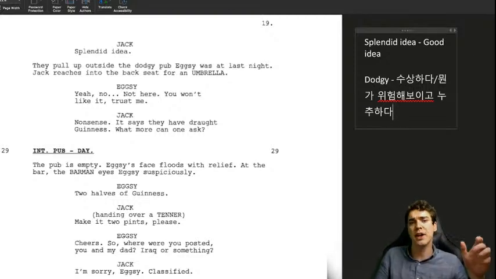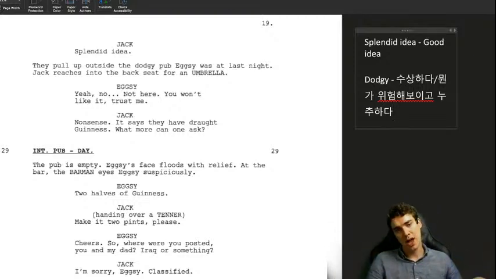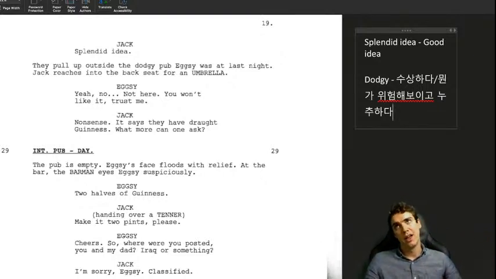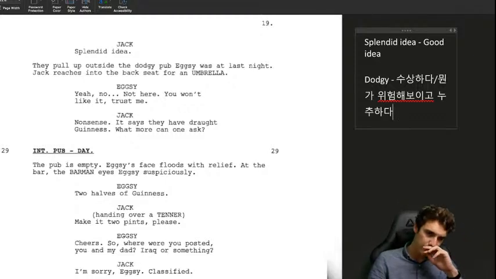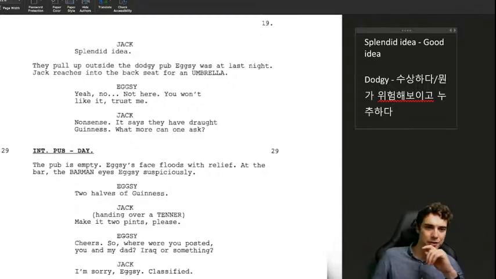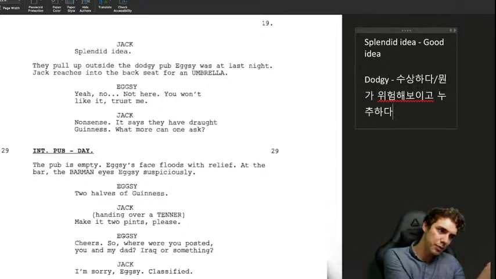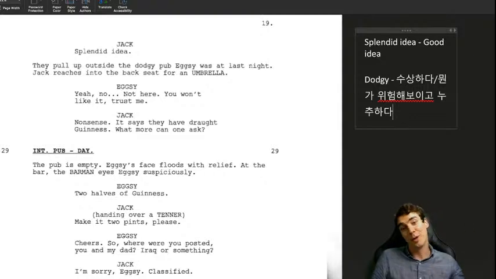So yeah, they pull up outside the dodgy pub Eggsy was at last night. So to pull up outside somewhere, you drive somewhere and you stop outside. So I pulled up outside the shop. Like I drove my car and stopped outside the shop. Right. 그래서 어디로 운전하고, 뭐지? 아, like parking? 아, 이거 어떻게 하지? 까먹었어. Anyway, you park outside the pub. You pull up outside the pub.